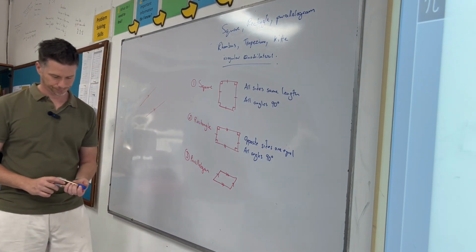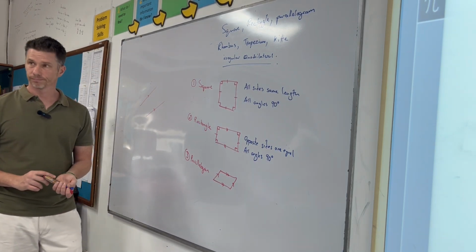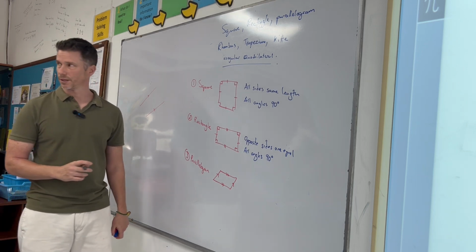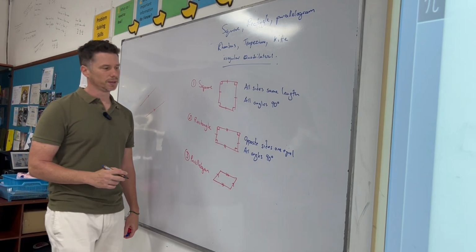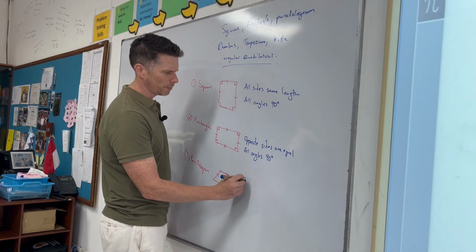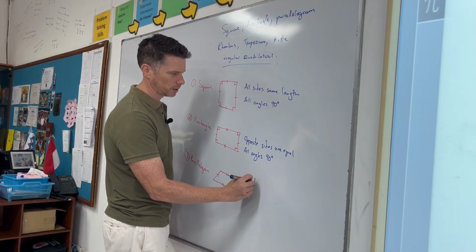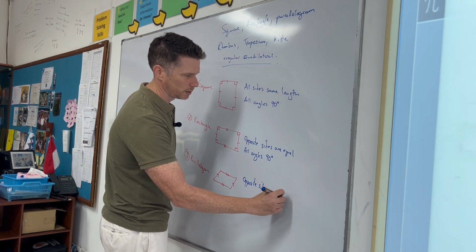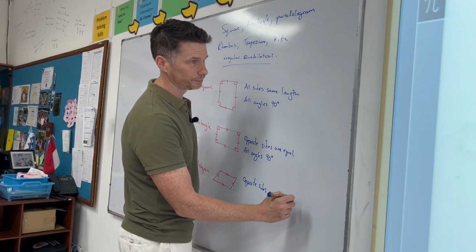Doesn't that mean a rectangle is also parallel? Yeah, it's a type of parallelogram, yes. A square too, yes. Okay, so for this one, parallel, opposite sides are equal and parallel.